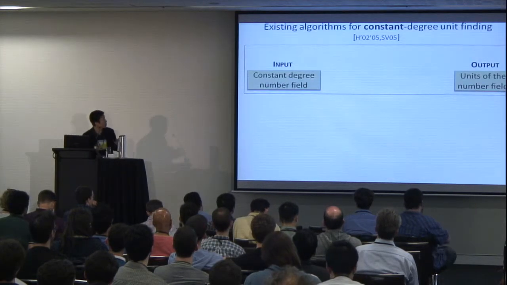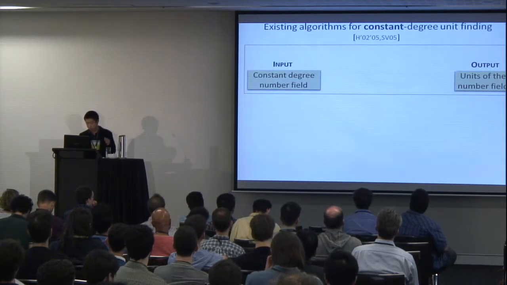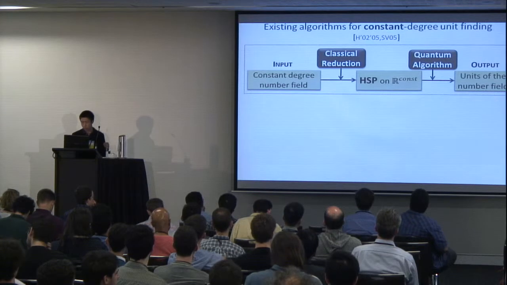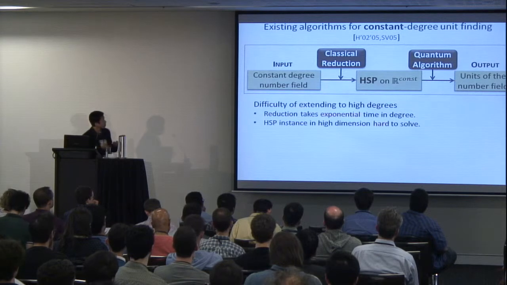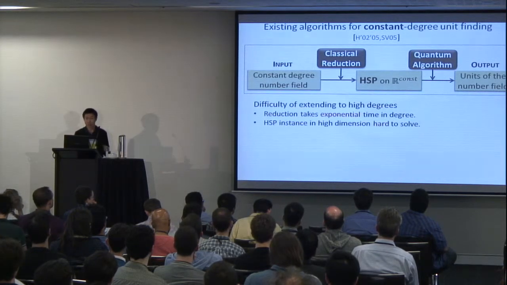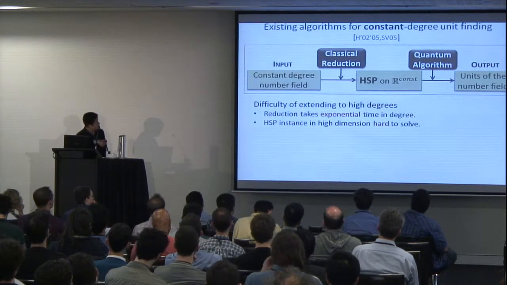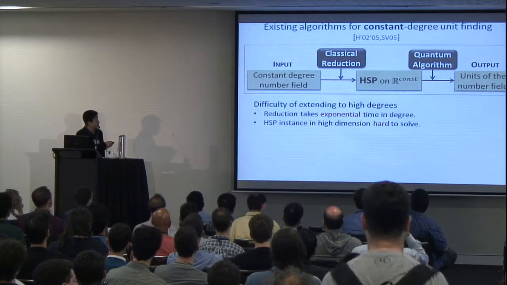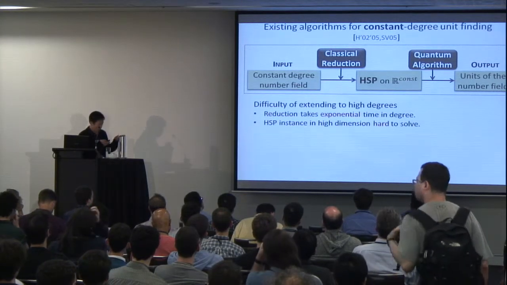For example, the existing algorithms for finding units in constant degree number fields reduce the problem to an HSP instance on constant dimensional real space. And we can also solve this HSP instance efficiently. However, going to higher degrees, we encounter fundamental difficulties. First of all, the reduction is no longer efficient, because it takes time exponential in the degree.